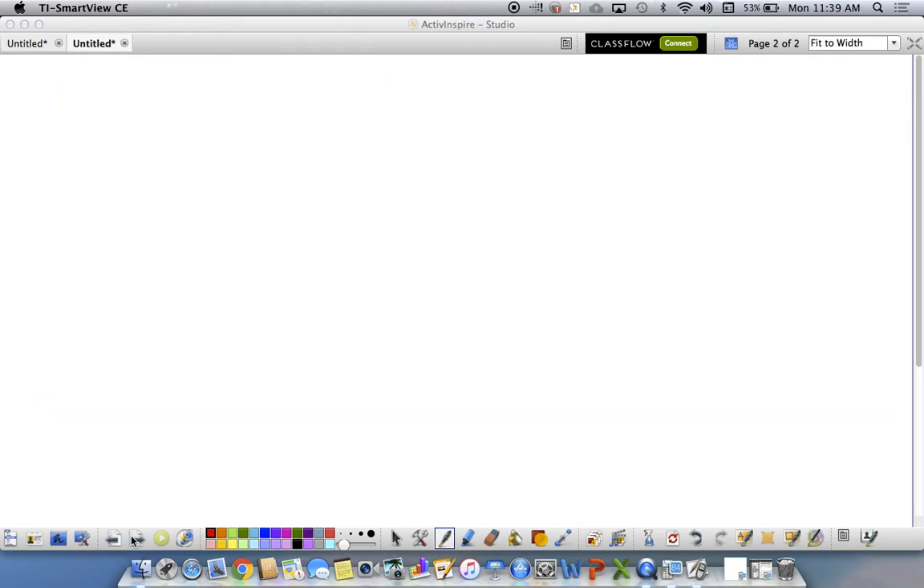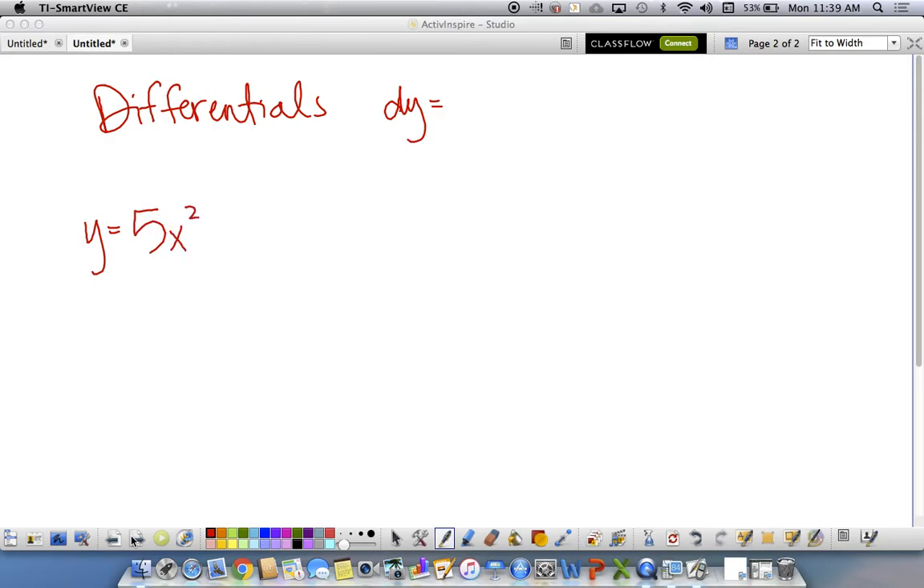We are going to continue and talk about the product rule some more. We're going to talk about differentials. What in the world are differentials? Do you remember? It was the dy equals. It's when we are solving for dy. So if my y equals 5x squared, what is dy?